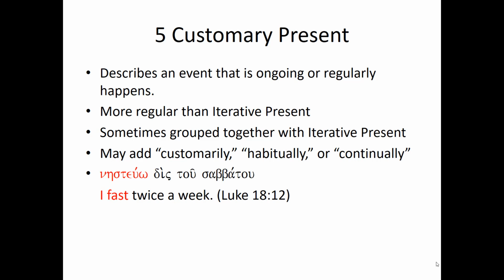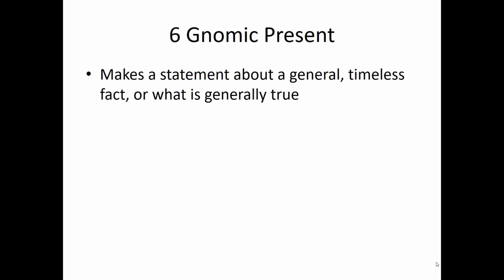Luke 18:12, Nesteuo dis tou sabbatou, I fast twice a week. So this fasting is a regular practice indicated by the context. The context tells us it's twice a week. So this would be a customary activity, a regular, ongoing, repeated activity.